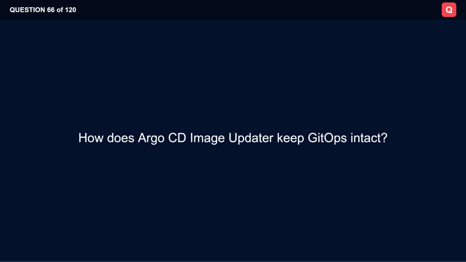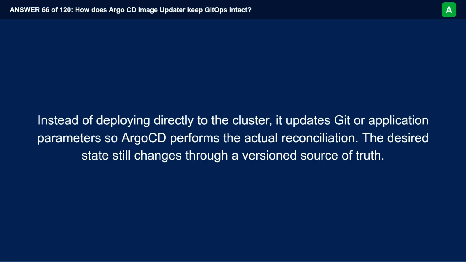How does ArgoCD Image Updater keep GitOps intact? Instead of deploying directly to the cluster, it updates Git or application parameters so ArgoCD performs the actual reconciliation. The desired state still changes through a version source of truth.